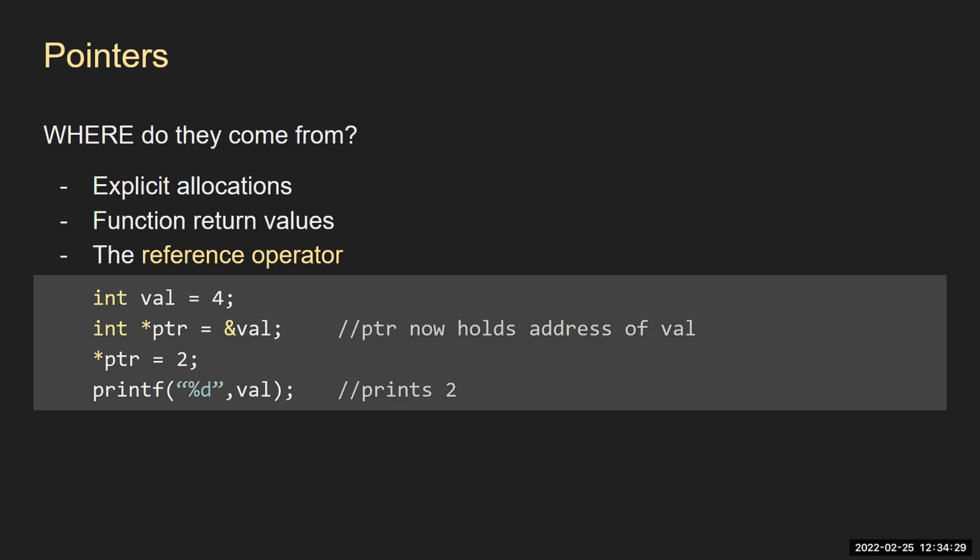And finally, for this slide, the reference operator. What the reference operator does is it allows you to get the address of something you've already declared. So in this example, I've got this integer val, and now I want to make a pointer or get the address of val. So I put the ampersand, that's the reference operator, in front of val, and now this is a pointer type. And then I can dereference the pointer and set that to 2. If I print val now, it's going to print 2 because I've modified the value of val.